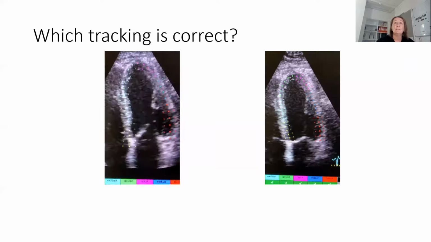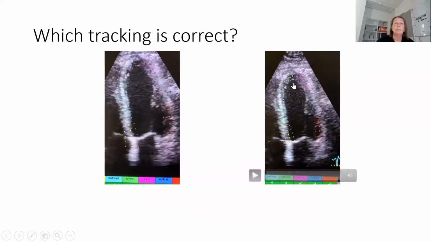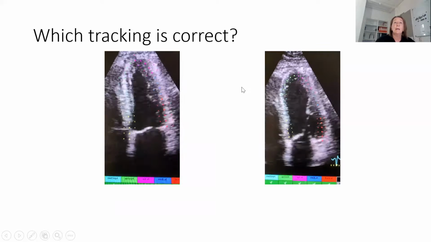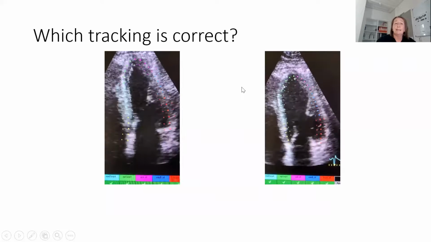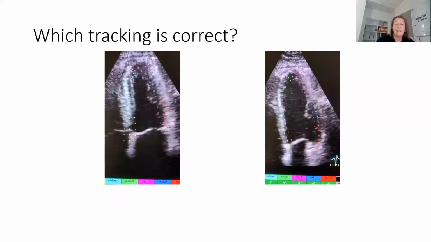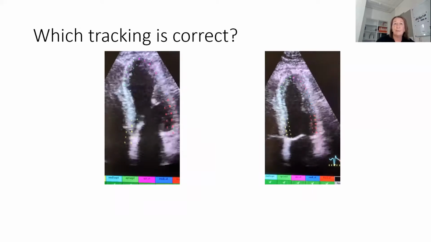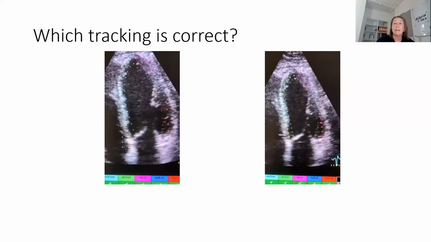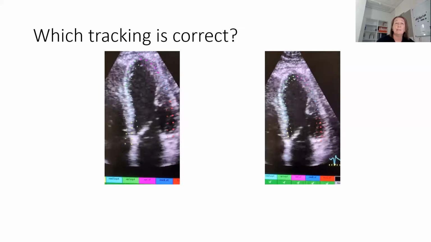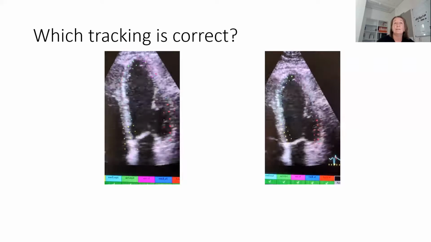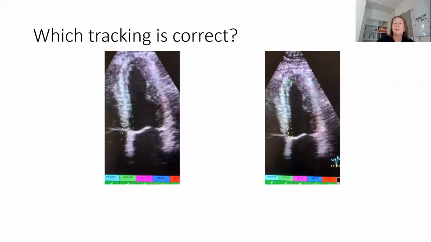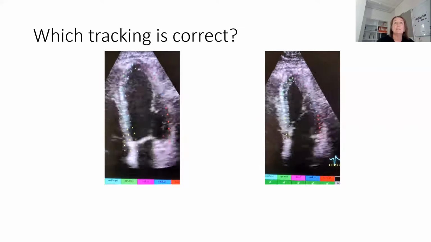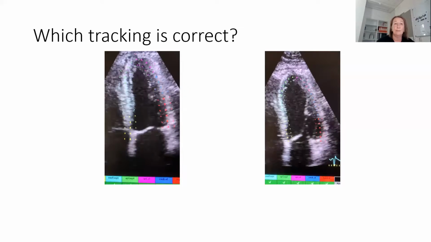So let's just look at some common mistakes that can be made when measuring strain. Which one do you think is incorrect? And I think I just heard you all say the first one was incorrect, and that's right. We can see that the annulus is marked too deep into the left atrium, and it should be anchored at the insertion of the mitral valve leaflets. So tracking into the left atrium is going to give us a falsely low strain value.